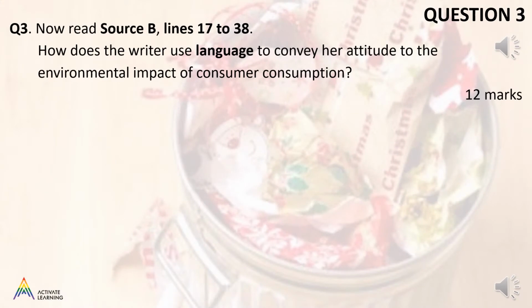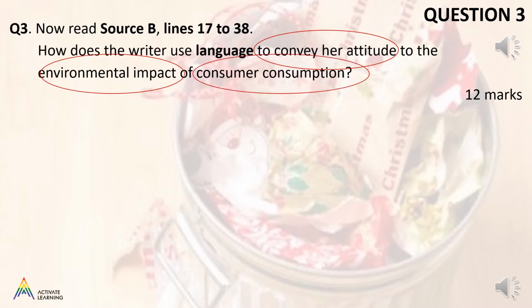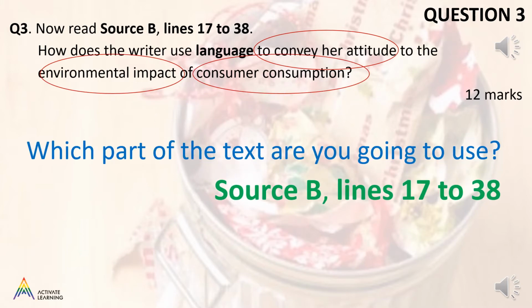So question 3 reads, how does the writer use language to convey her attitude to the environmental impact of consumer consumption? Which are the important words in that question? You're only writing about the environmental impact of consumer consumption. Make sure you use the right part of the text and write the correct amount. Remember, it's 4 marks per paragraph approximately, so you should address 3 issues and write 3 paragraphs. Petal style.